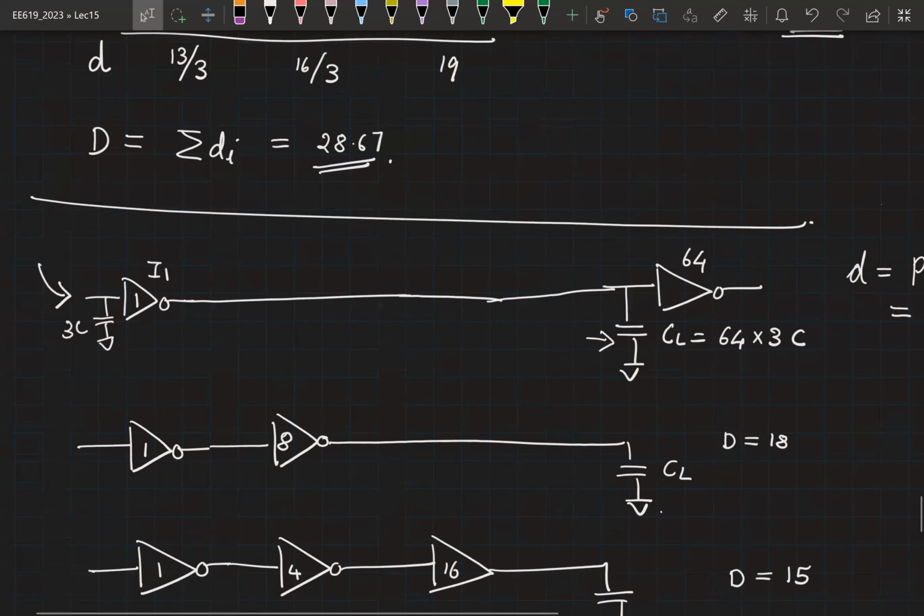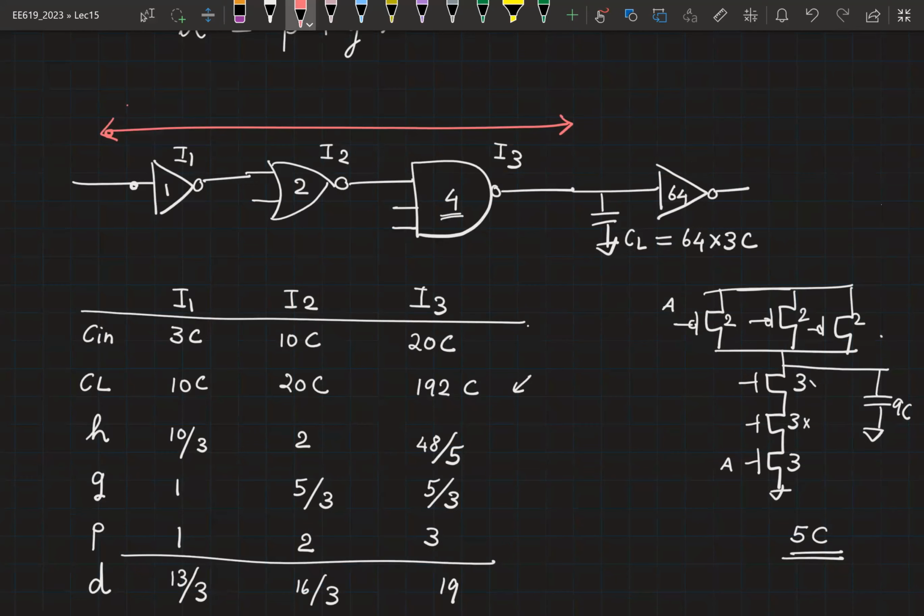I'll give you one more homework. Now, let's say in this particular case, from this node, I have one more load being connected. So this is also sized at 2. You can think about how your table and your delay calculation is going to change when there is a branching like this in the path of your interest. Okay, so we can wrap up our class.